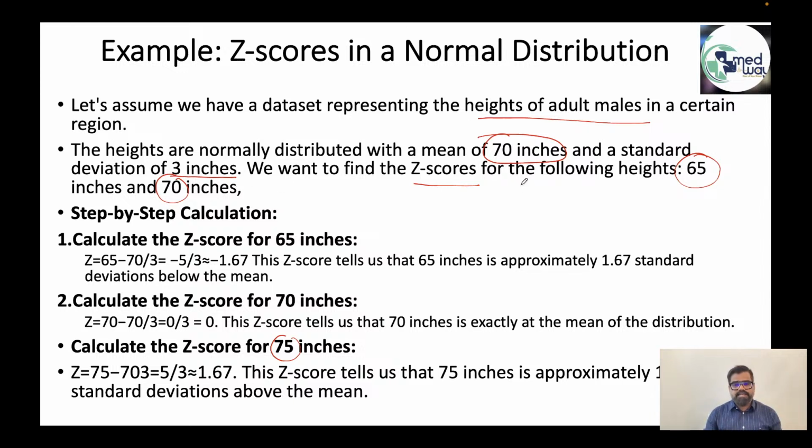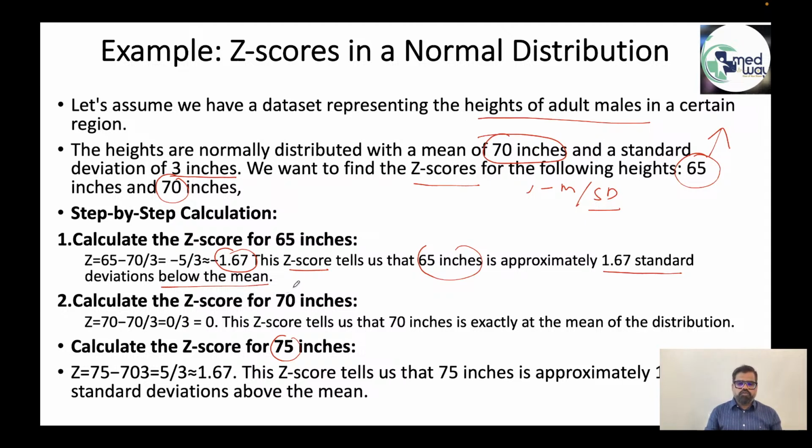So Z score is value minus mean in terms of standard deviation. Let's take first value 65. So 65 is the individual value. I want to calculate the Z score. So 65 minus 70, which is my mean, divided by 3, which is standard deviation. So I get minus 1.67. This is my Z score. Now what does this 1.67 say? The person who is 65 inches is 1.67 standard deviation below the mean, because it is in minus.